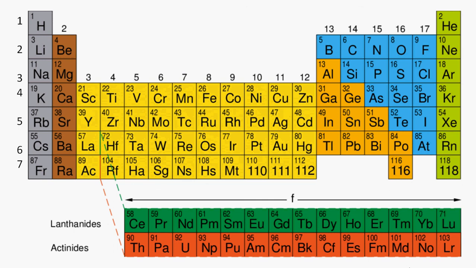Then on the right side there are non-metals, or the non-metallic elements. Now these ones on the left side and the right side are known as the representative elements. And in the last column there are the rare gases: helium, neon, argon, krypton, xenon, radon. These are the inert gases, that is, they do not react with other elements.